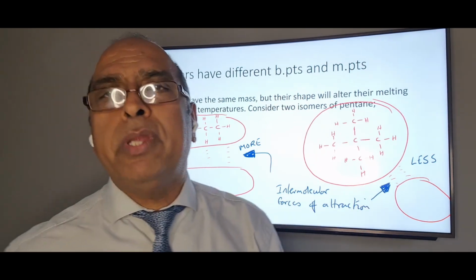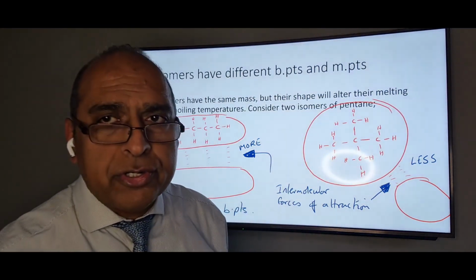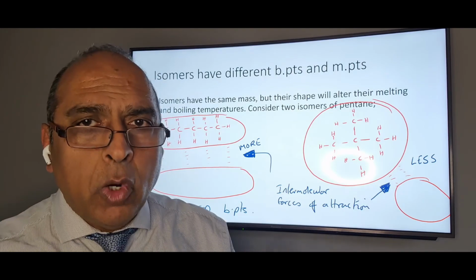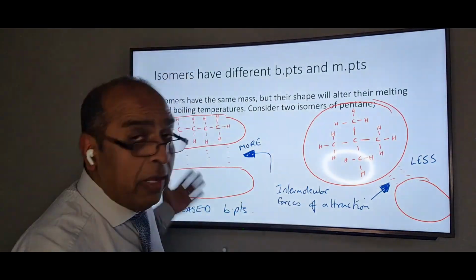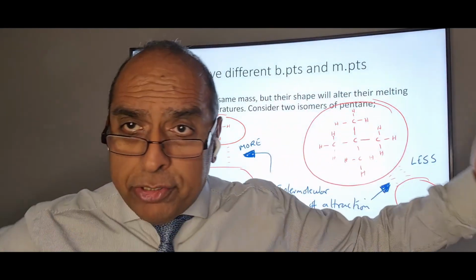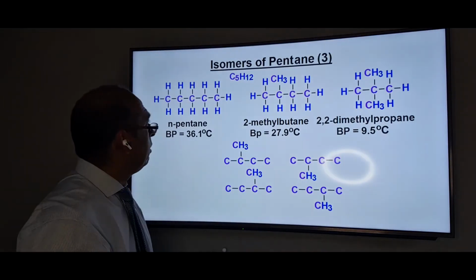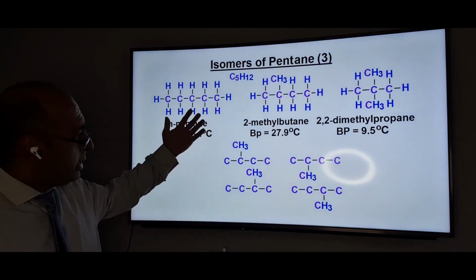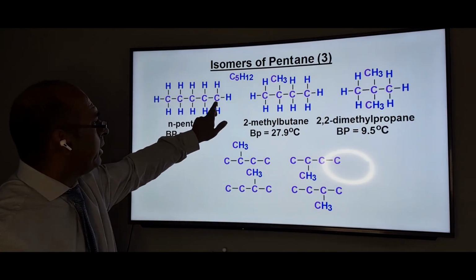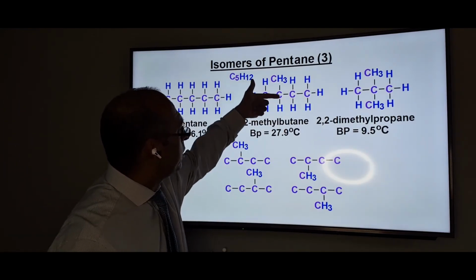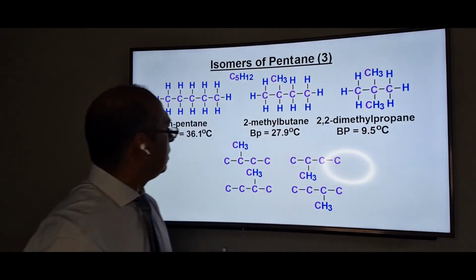Now again, we don't say ball-shaped. What we say is, we say more branching. When you have more branching, then the boiling temperatures are lower. Where you've got less branching and more straight chains, then we say the boiling points are higher. Now, isomers of pentane. There are 3 of them, look. 5 carbons in a straight chain. 4 carbons in a straight chain with a carbon off. 3 carbons in a straight chain with 2 carbons off.